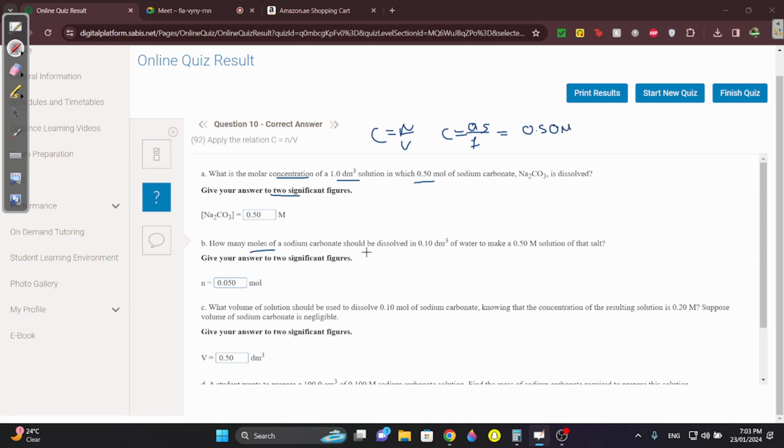Part B, how many moles? They give you 0.1 dm cubed and 0.5 molar. You know, n equals CV. The concentration is 0.5 and the volume is 0.1. So n equals 0.050 moles. Okay, mol.